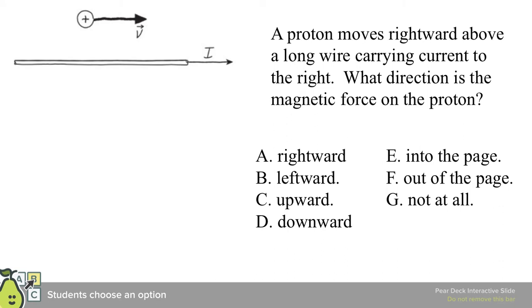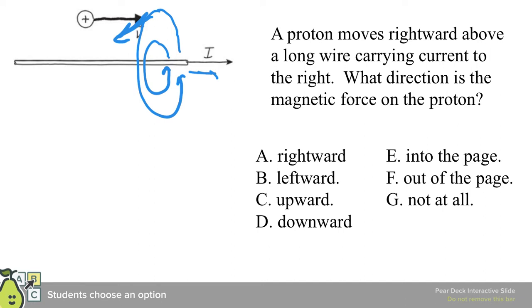All right, a proton moves rightward above a long wire carrying current to the right. What direction is the magnetic force on the proton? Well, we remember that a long straight current produces a field which is circular. We put our thumb along the direction of the current, and our fingers curl, so there are circles like that. At the location where the particle is, the field would be tangent to that circle, but coming out of the board.